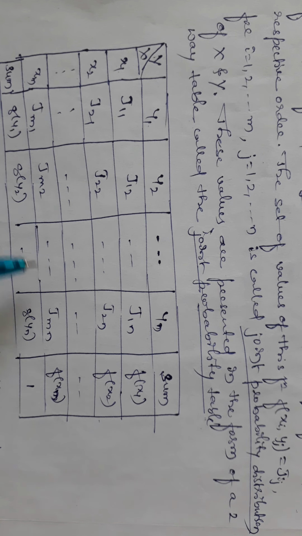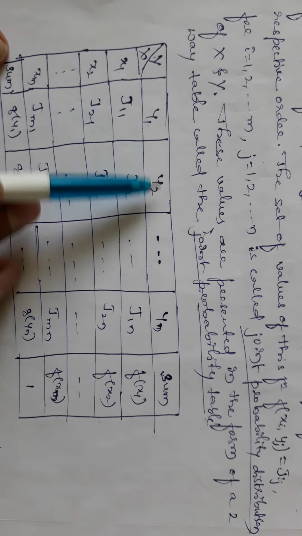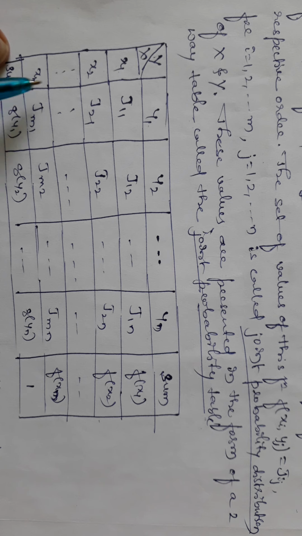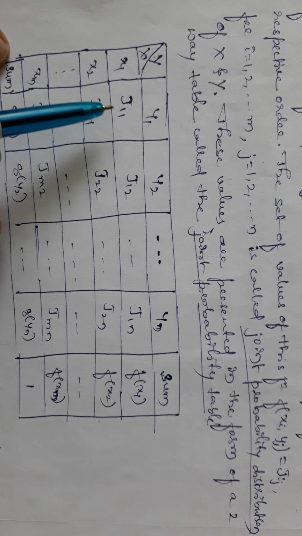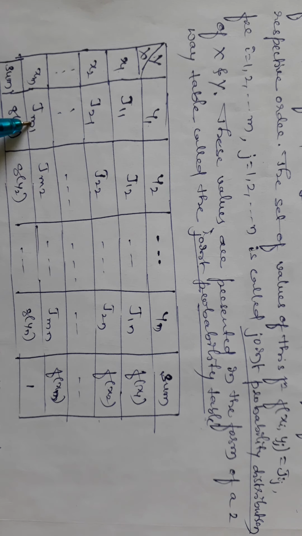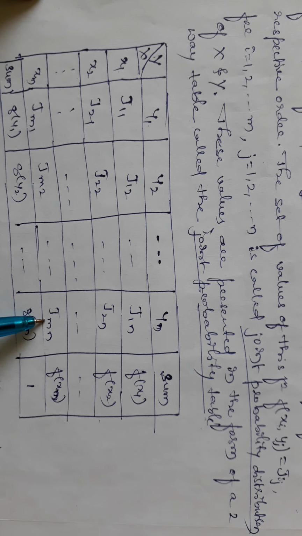Continuing this way, in the last row xm, with respect to the Y values, the joint probability value of xm and y1 is called Jm1. The joint probability value of xm and y2 is called Jm2, and so on up to the joint probability value of xm and yn, called Jmn.